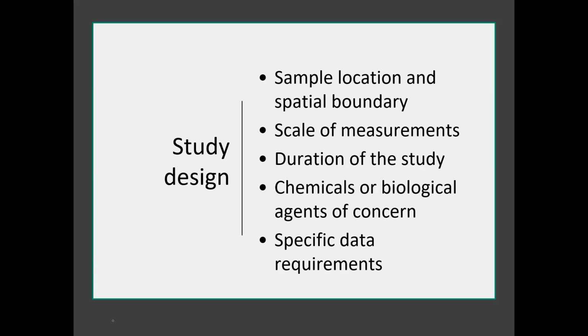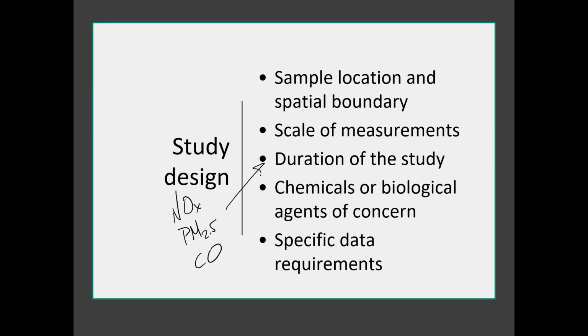I need to think about what chemicals I'm going to sample. So we said here, we're going to sample NOx, particulate matter 2.5, and carbon monoxide.